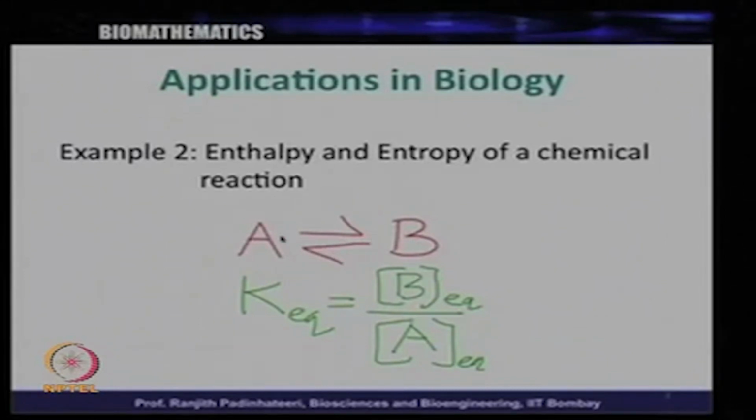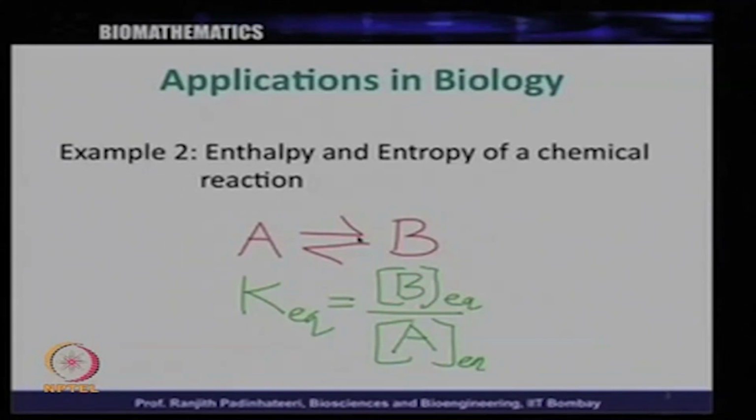What it means is that A is converting to B and B is converting back to A. This A and B could be two states of a protein, state A and state B. It could be an enzyme changing something from A to B. It could be anything you can imagine.